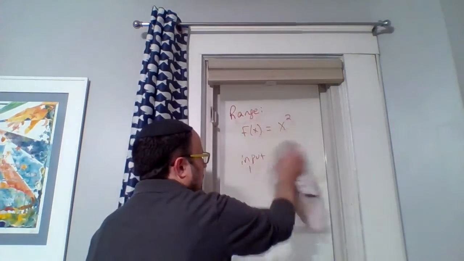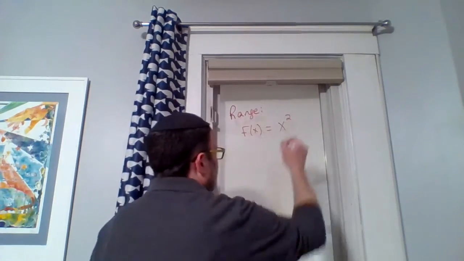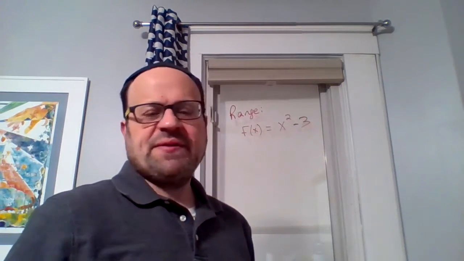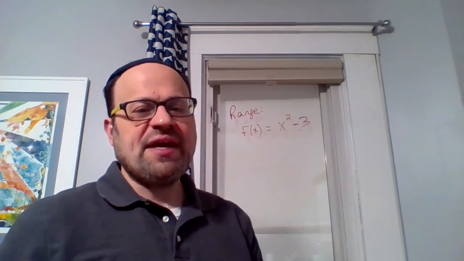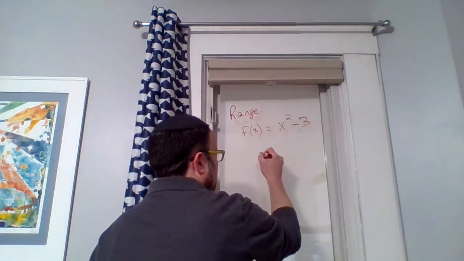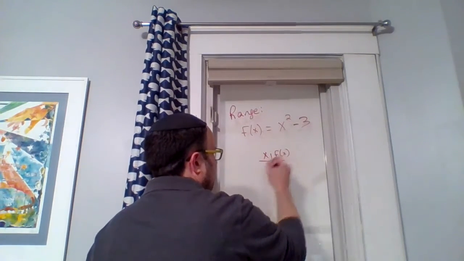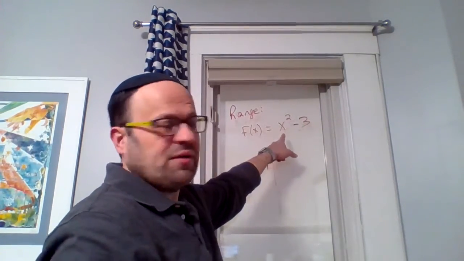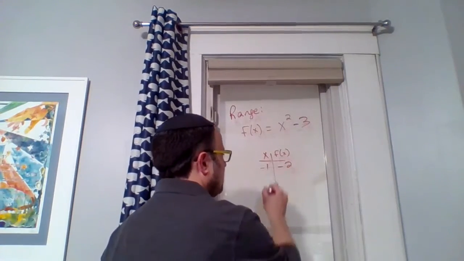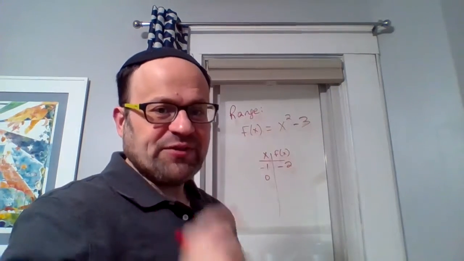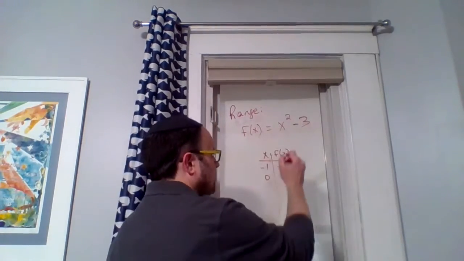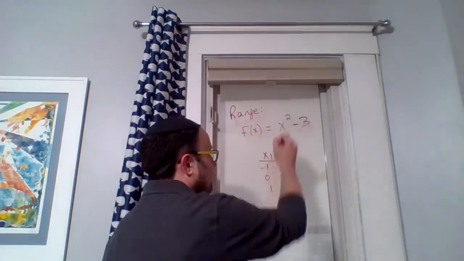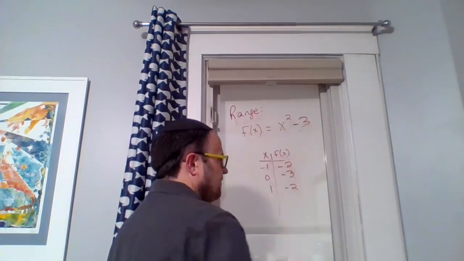Okay? So now, what if I change it a little bit and make it x squared minus 3? Have I changed the inputs? No. But what have I done to the output? Make yourself a little chart if you need to. If x is -1, what's f of x? Well, -1 squared is 1. 1 minus 3 is -2. If x is 0, 0 squared is 0 minus 3 is -3. And 1. 1 squared is 1 minus 3 is -2.